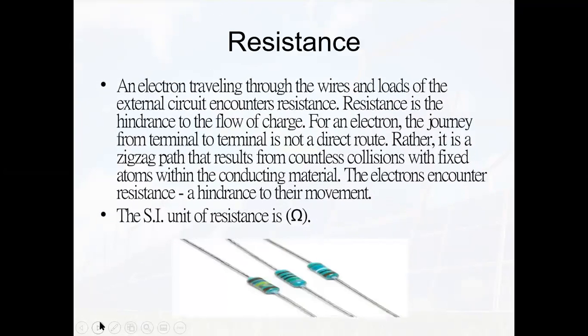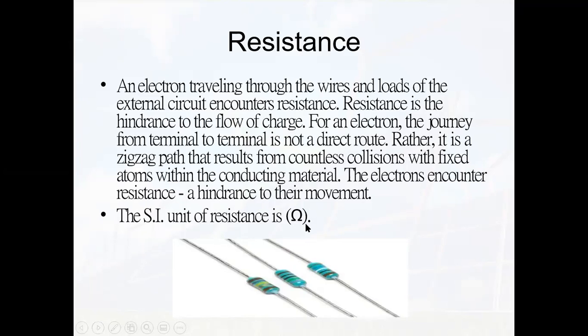What is resistance? An electron traveling through a wire and loads of the external circuit encounters resistance. Resistance is a hindrance to the flow of charge. For an electron, the journey from terminal to terminal is not a direct route. Rather, it is a zigzag path that results from countless collisions with the fixed atoms within the conducting materials. The electrons encounter resistance, a hindrance to their movement.